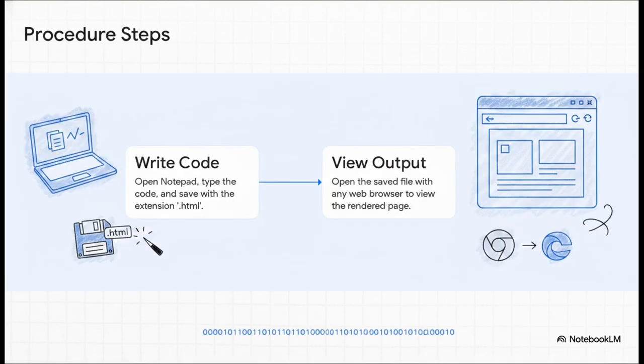To pull this off, we're going to follow a super simple two-step procedure. First, we're acting as the builder. We open a basic text editor. Notepad works perfectly for this. Type in our code, and, this is the most important part, save it strictly with an .html extension. Honestly, if you save it as a .txt, the magic just won't happen. Then, step 2, we act as the viewer. We just take that newly saved HTML file and open it up with any web browser, like Chrome or Edge, to see our rendered page.